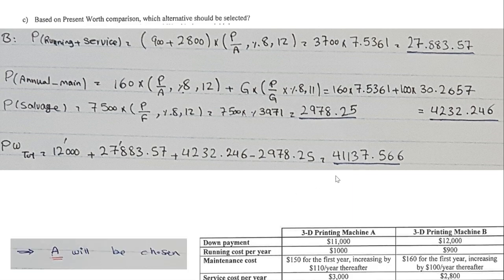Now is the time for comparing the present worth of A and B. As the present worth of A is less than the present worth of B, we will choose A according to the present worth criteria. Do both methods, present worth and annual worth, always yield the same decision in part D?